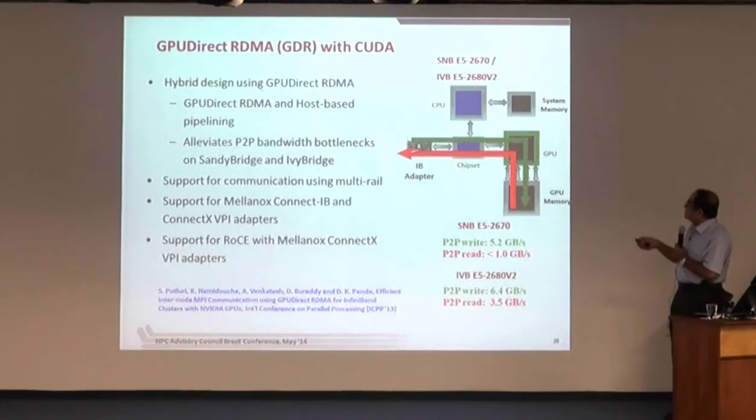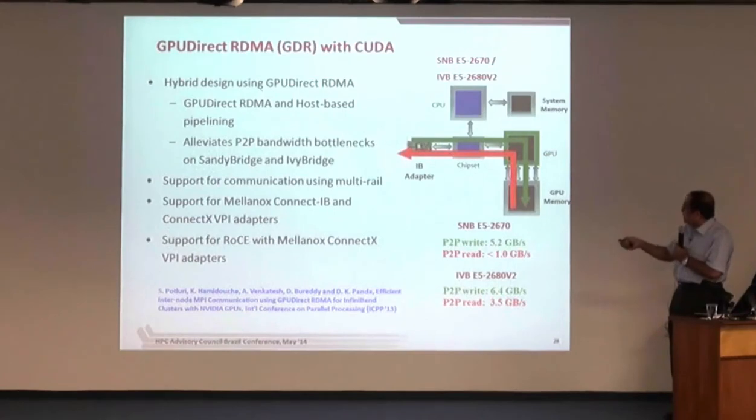Now recently, with GPUDirect RDMA, even though you can send data directly back and forth, if you take some measurements, you will see there are some different things happening. Okay. So for example, here, this is the green line, reading from the IB adapter and writing into the GPU memory, you get very good speedup in bandwidth. This is Sandy Bridge, this is Ivy Bridge, you get 5.2 gigabytes per second and 6.4.